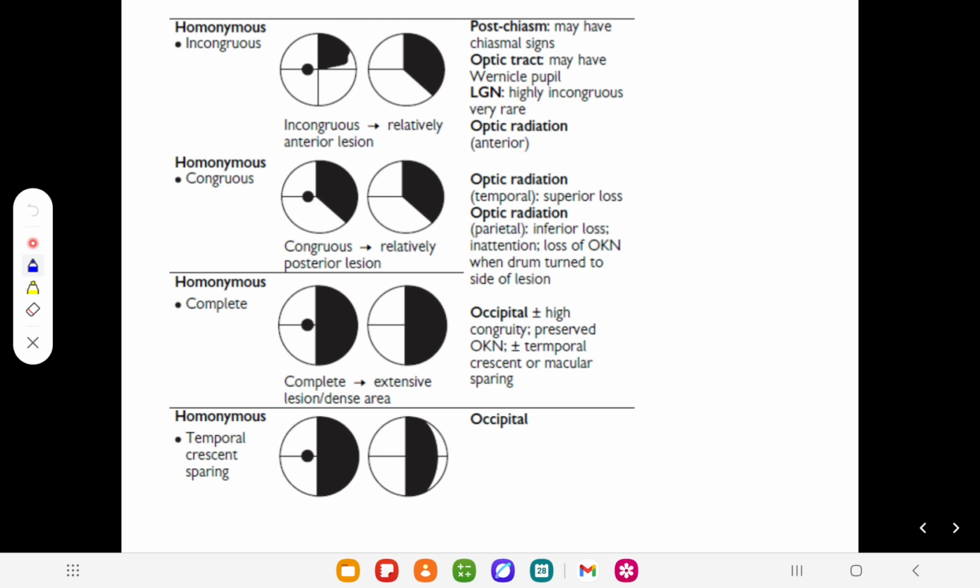So in this slide, all are homonymous, isn't it? Same side, like this, right side of the visual field. Yes. Incongruous, not exactly the same, relatively incongruous, relatively anterior in lesion. So it might be post-chiasmal or optic tract defect, lateral geniculate nucleus incongruous, or optic radiation defect. Homonymous but congruous, exactly the same, isn't it?